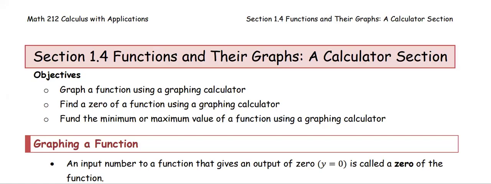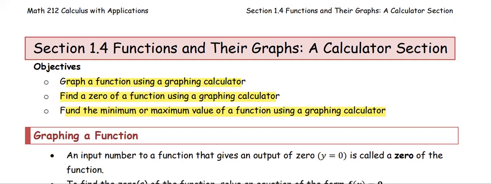This is section 1.4, functions and their graphs, using the calculator. In this section, the objectives are to graph a function using a graphing calculator, find a zero of a function using a graphing calculator, and find the minimum or maximum value of the function using the graphing calculator. Let's get started with the graphing calculator.